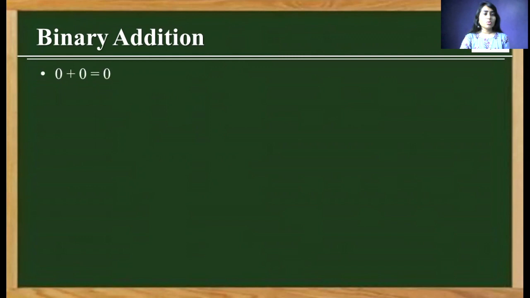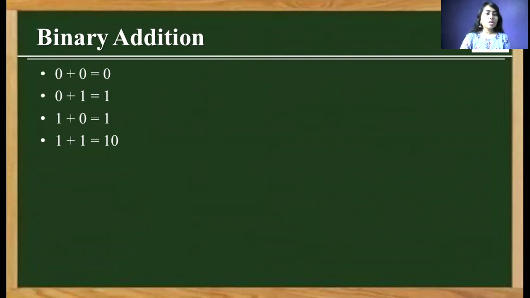0 plus 0 is 0, 0 plus 1 is 1, 1 plus 0 is 1, 1 plus 1 is 1, 0. This 1 plus 1 in decimal gives an answer 2. And in binary, 2 can be represented as 1, 0. So here 1, 0 is basically the binary of 2. This is how we can represent binary addition in binary form.